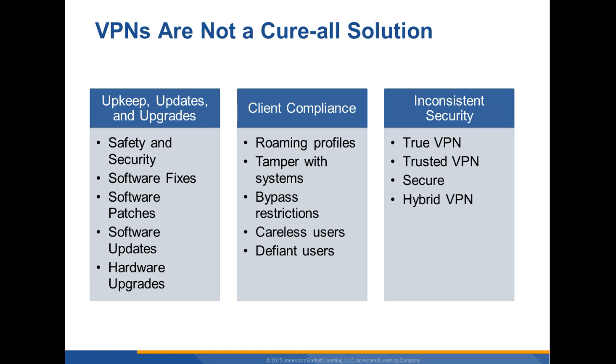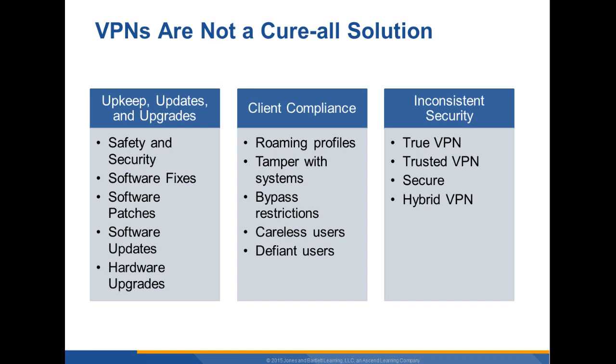VPN clients are harder to keep compliant. Roaming profiles are more challenging to maintain than local user profiles. Offline users can tamper with systems or bypass some restrictions. Careless or defiant users may compromise systems and threaten the network. Varying VPN client server setups provide inconsistent security provisions.